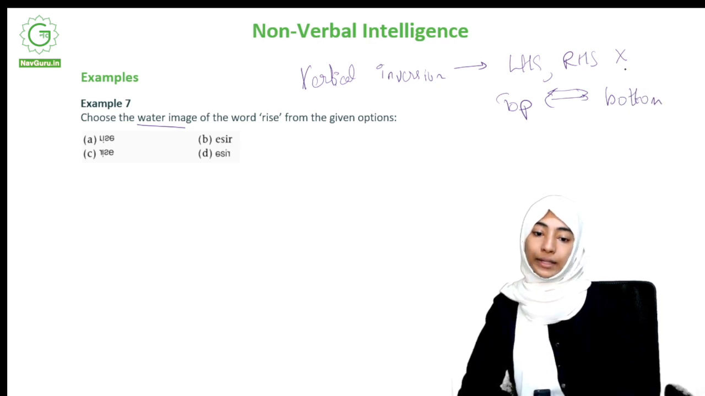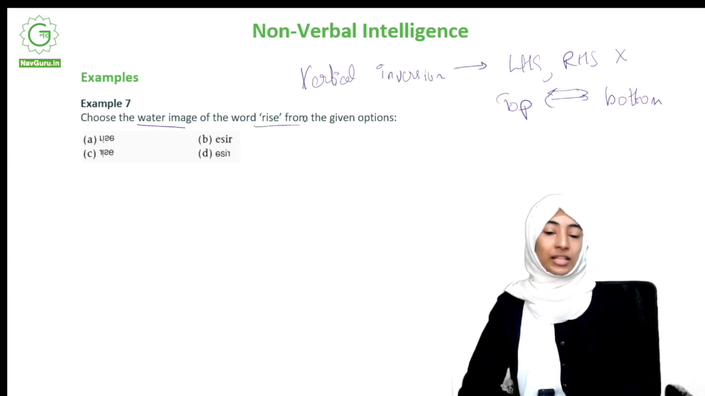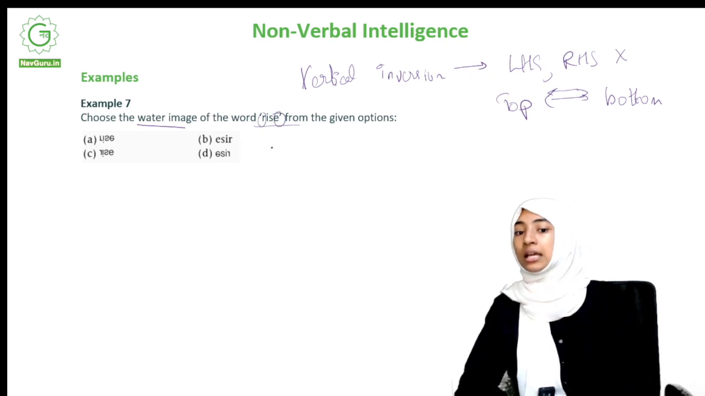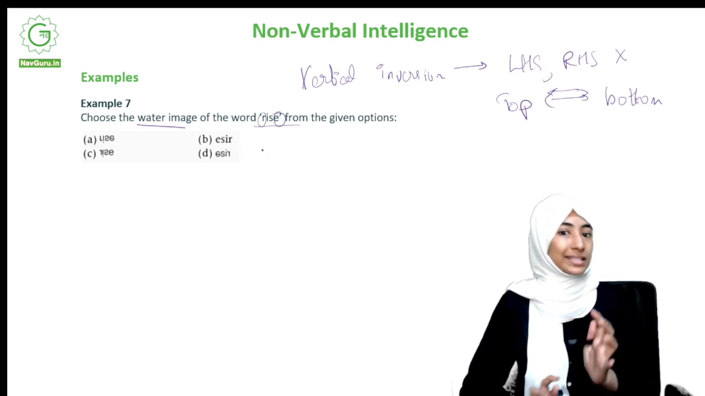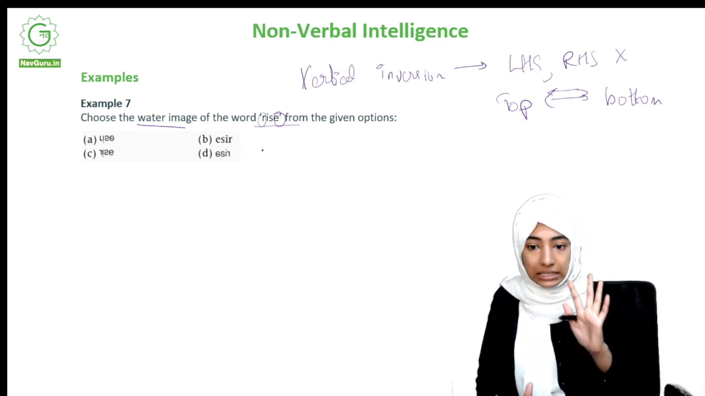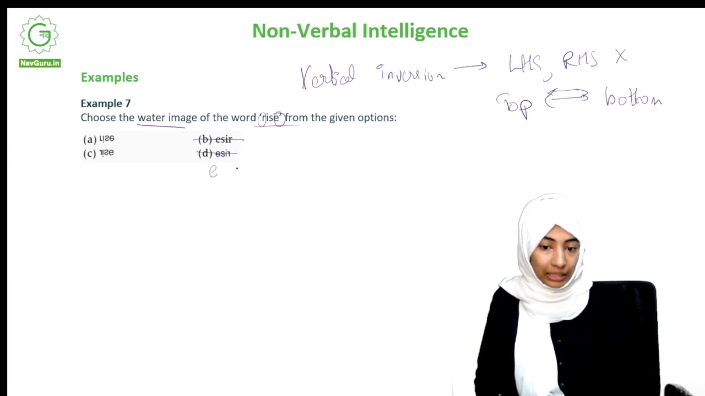So how do you find the water image for rice? Basically, one thing is that the left and the right do not change. So here, if the word starts from R and ends at E, in the water image also, the word will start from something that looks like R and end at something that looks like E. Okay. So from that, you know that B and D are not the options. Why? Because B and D start from E and end at R. So obviously not these. Okay. So it has to be A or C.